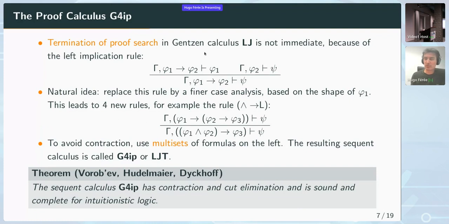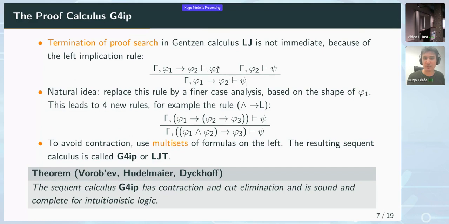When you think of propositional intuitionistic logic, you may think of Gentzen's calculus LJ. But the issue with LJ is that it doesn't have an obvious terminating proof search. One of the reasons is the left implication rule, which may replace a sequent with a formula, like phi1 or phi2, with another one which might be larger.